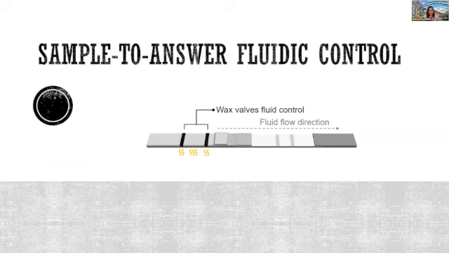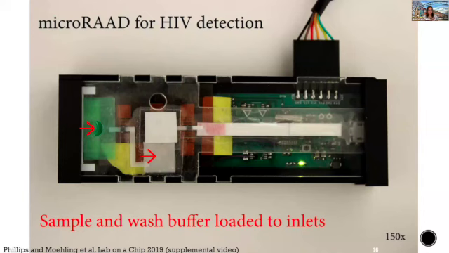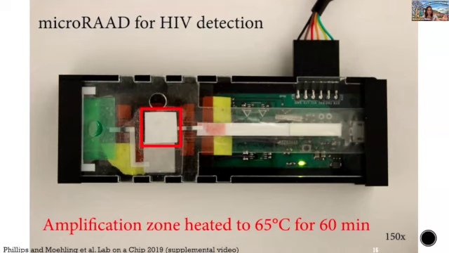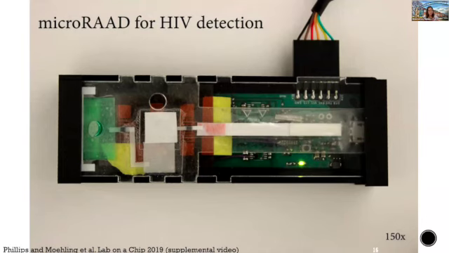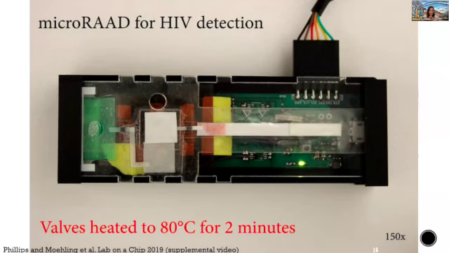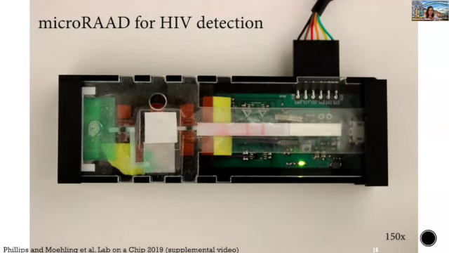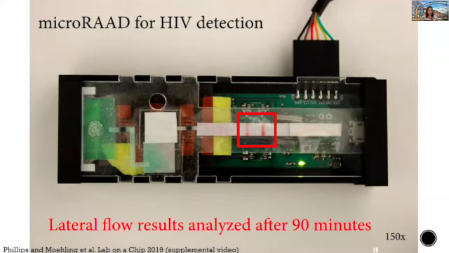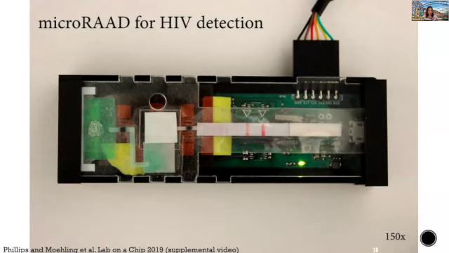The fluidic control that we use, these little wax valves, were the sort of secret sauce to move things along, as I mentioned. And when we're done, this device looks like this image here. And so your sample goes on the white pad, the buffer in the green, and when we amplify it for 60 minutes, this is sped up 150 times so that we can not watch it for the whole video. Everything is making its nucleic acid amplicons, and then these valves are heated to 80 degrees C, and all the liquid gets pushed downstream for the lateral flow readout, which you can analyze. We waited conservatively for a full 90 minutes, but you can do that in less time.